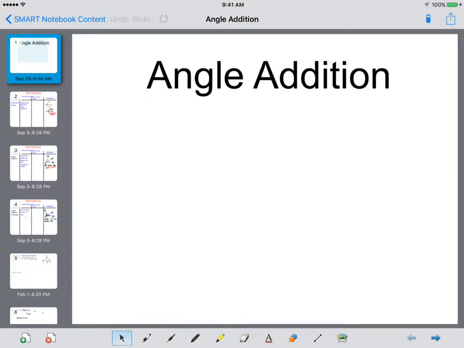Welcome to this lesson on angle addition. You should make sure you have your math dictionary out. I will display 3 words for you to enter in. As I get to each page, make sure you pause it and we'll get through the words quickly.